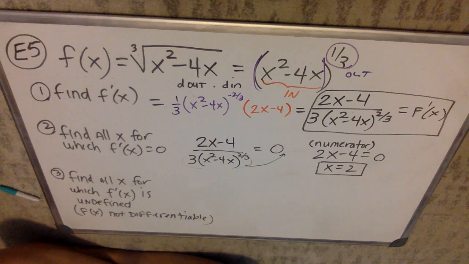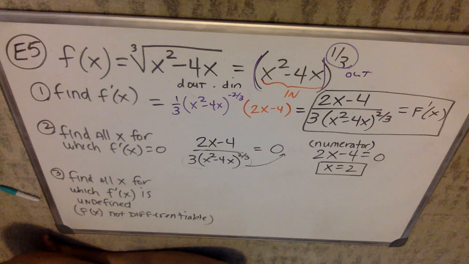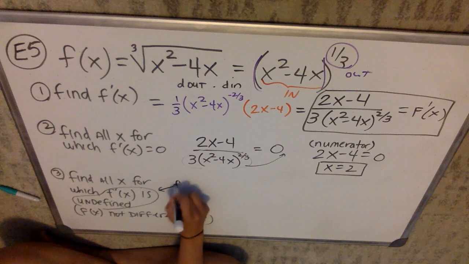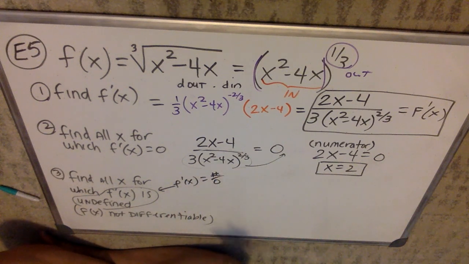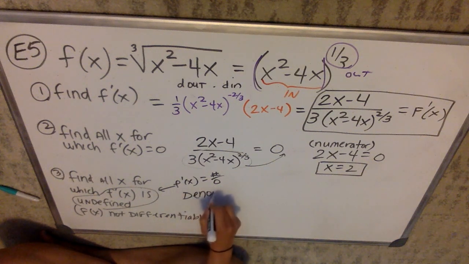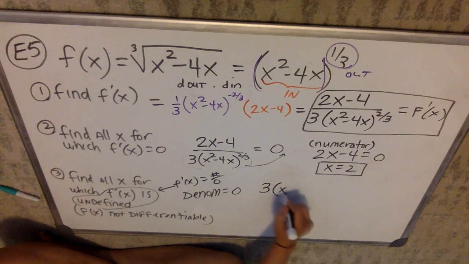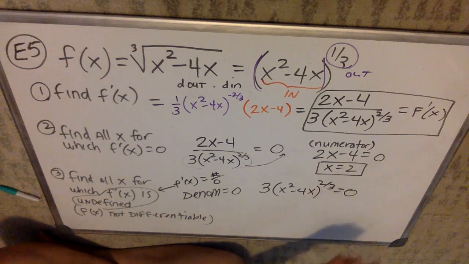The third part of the question is find all x for which f prime is undefined, meaning f is not differentiable. Well, f prime is undefined is saying that f prime of x equals a number over 0, right? It's saying that you're dividing by 0. So really, that's code for saying set your denominator equal to 0 and solve. So 3 times x squared minus 4x to the 2/3 equals 0.